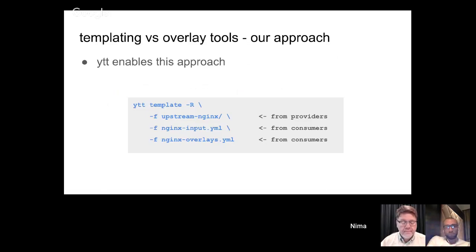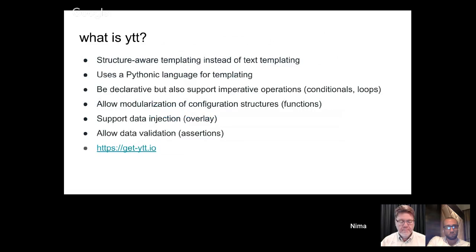So this is a quick example before I get into the details of YTT. As you can see, you can download, for example, the Nginx configurations from the upstream. You can pass in your input with the data that you want to apply when you deploy your configuration. And then you can add another layer of overlays to tune it exactly to the type of deployment that you want for Nginx. So what is YTT?